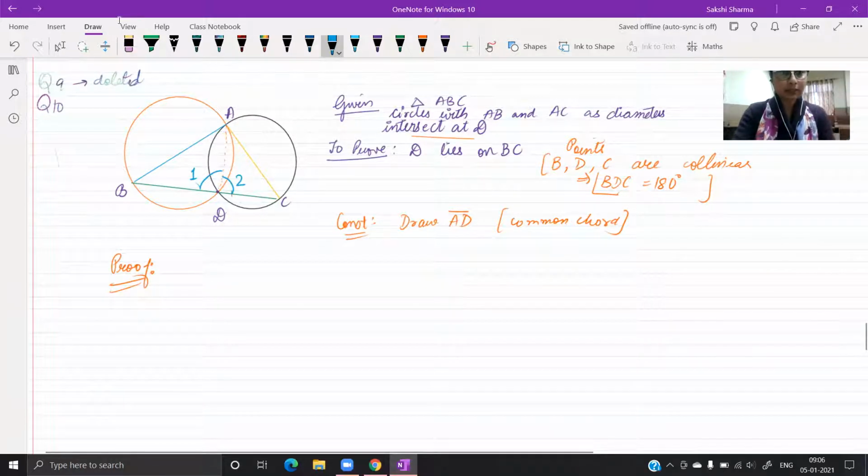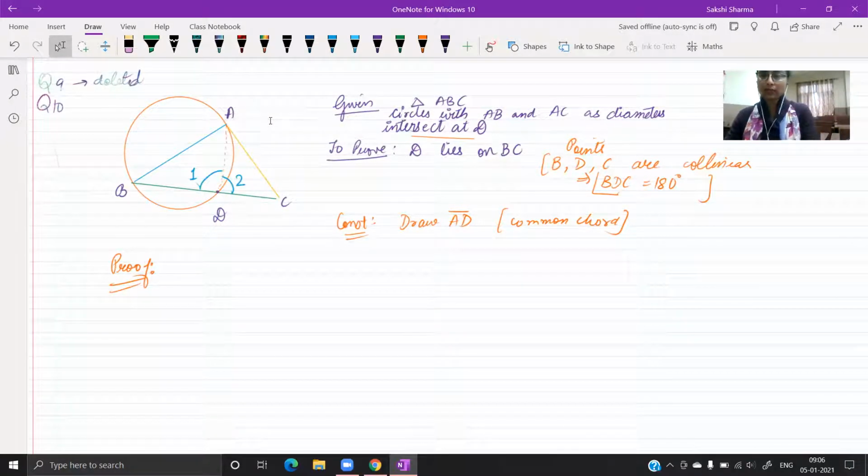Just consider this. Ignore the second circle. Looking at this circle right here, AB is the diameter. If AB is the diameter, angle number 1 is angle in a semicircle. Its measure will be equal to 90 degrees.